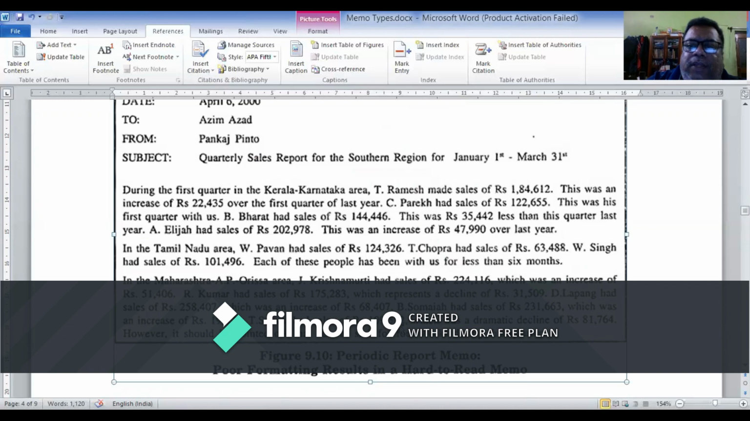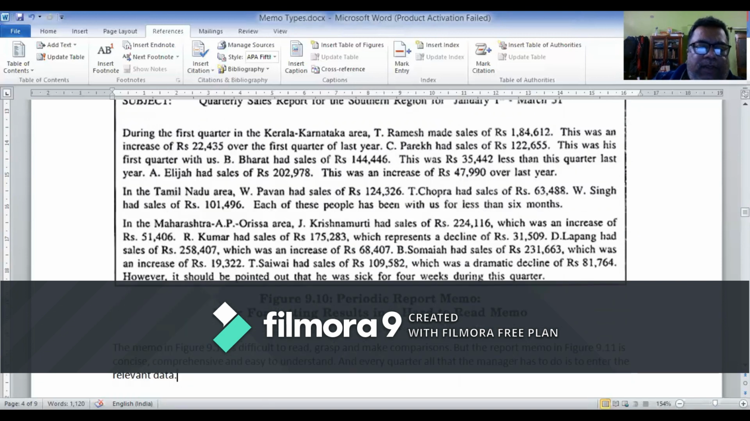As you can see, all the data has been clubbed together. That's the first impression that you get without even reading a line. And then when you start reading, you find that it is really difficult for you to make any kind of assessment, any kind of understanding. It says during the first quarter, Karnataka area, Ramesh made sales of so and so. This was an increase of so and so over the first quarter of the last year. Then he talks about the other sales person called Parek, right? So the idea, of course, is to make some comparison, okay, or an overall assessment, but all that is not possible in this case, right?